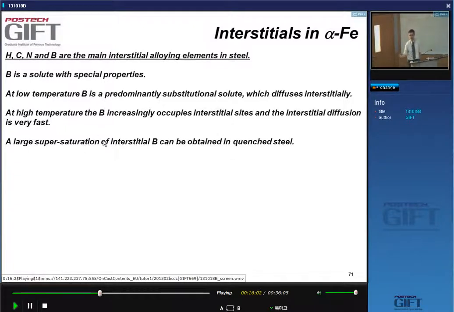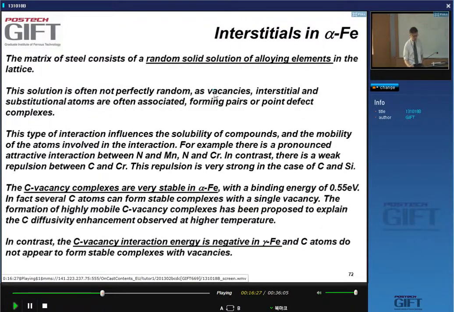So if you do thermal treatments, if you take your steel to high temperature, the boron goes interstitially, and then when you quench it, you get lots of interstitial boron rather than substitutional boron, which is the normal position of boron at low temperatures. Okay, so that's kind of interesting to know.